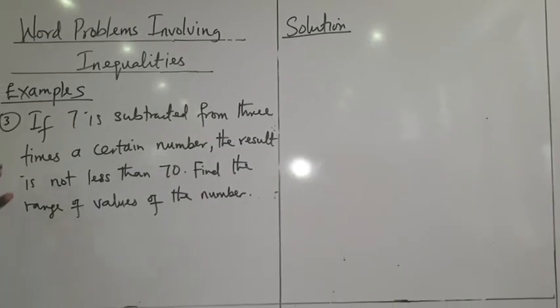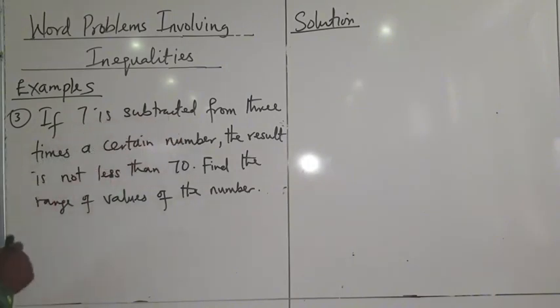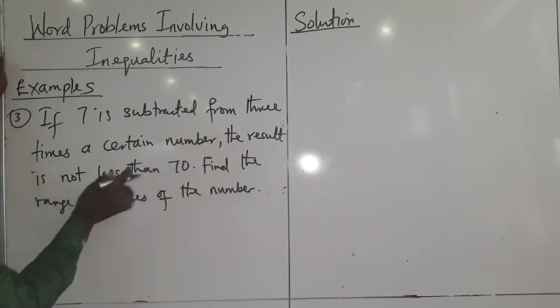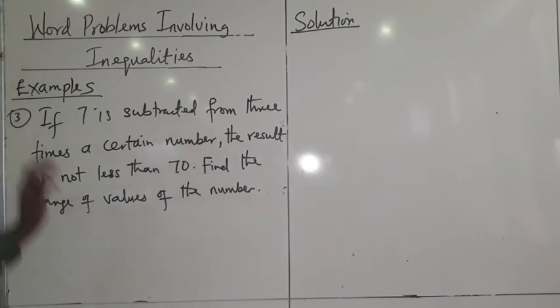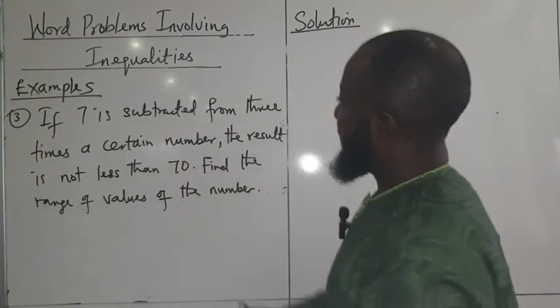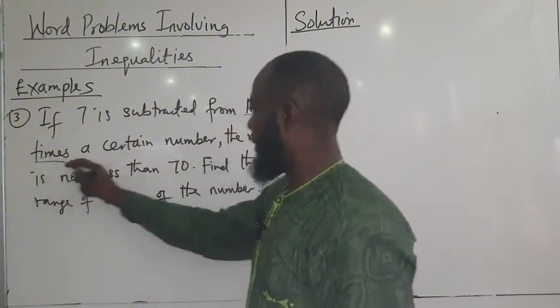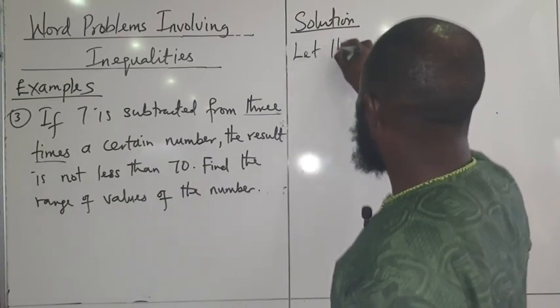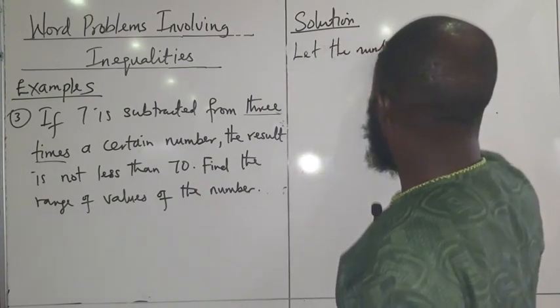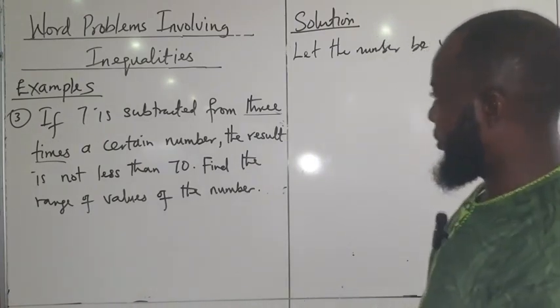Example 3. So if 7 is subtracted from 3 times a certain number, the result is not less than 70. Find the range of values of the number. So let's interpret this. 7 is subtracted from what? 3 times a number. So let the number, that's the first thing we do, be what? Let's say y in this case. So let the number be y.